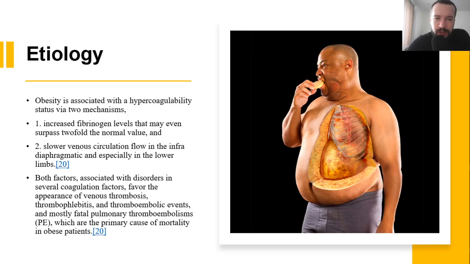Obesity is associated with a hypercoagulability status via two mechanisms: increased fibrinogen levels that may even surpass twofold the normal value, and slower venous circulation flow in the infradiaphragmatic and especially in the lower limbs. Both factors associated with disorders and several coagulation factors favor the appearance of venous thrombosis, thrombophlebitis, and thromboembolic events, and mostly fatal pulmonary thromboembolism, which are the primary cause of mortality in obese patients.